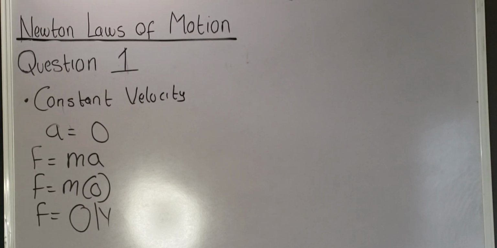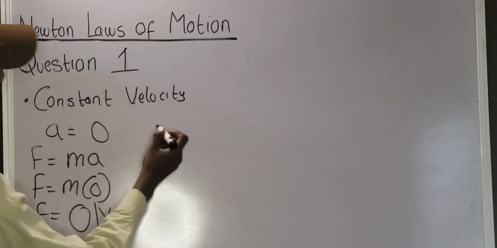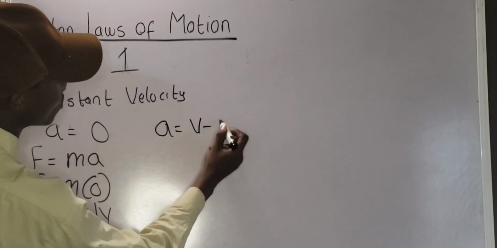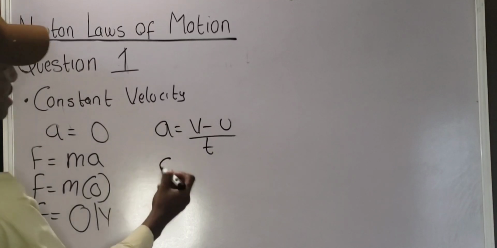Okay, now we are asked to calculate the acceleration of the car. In fact, I've already determined the acceleration. The acceleration is 0. How do I know? You know that acceleration is given by what? V minus u over t. You understand? Okay, so now acceleration is what?